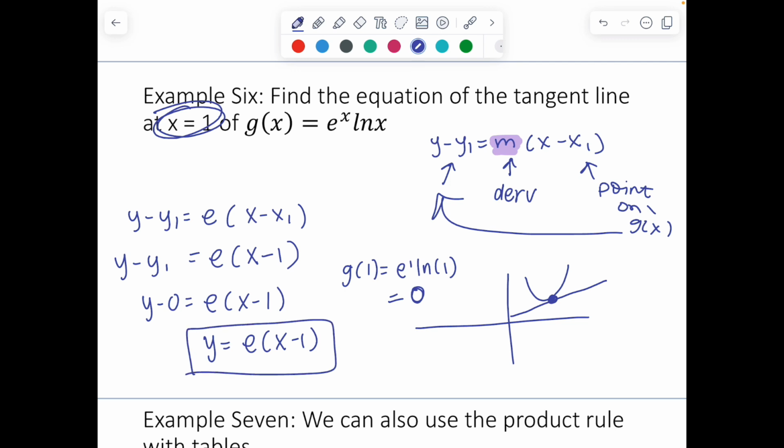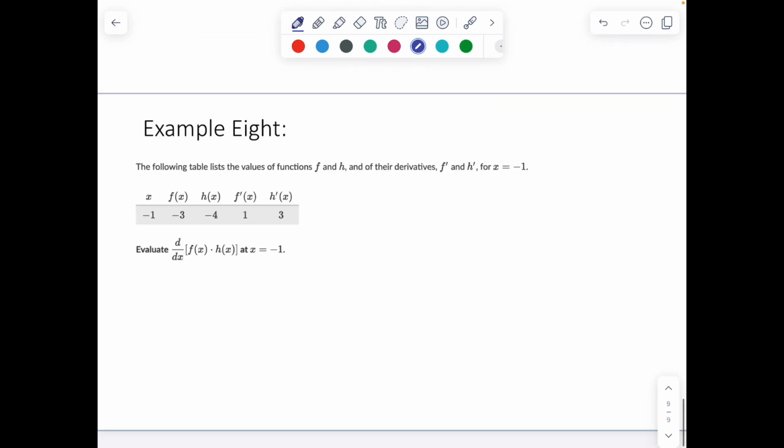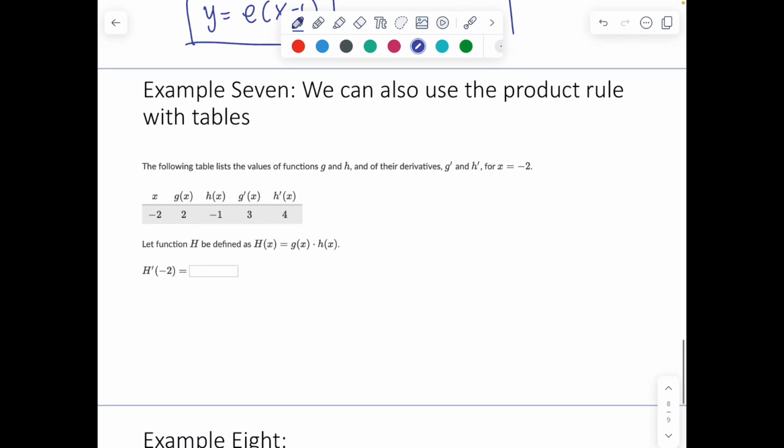Last couple of problems, we're almost done. So these next two problems are just going to be the product rule with tables. I feel like these are really helpful because they help us recognize the notation of the product rule. And so this one says let h of x be defined as h of x equals g of x times h of x. And then it says find h prime of -2.